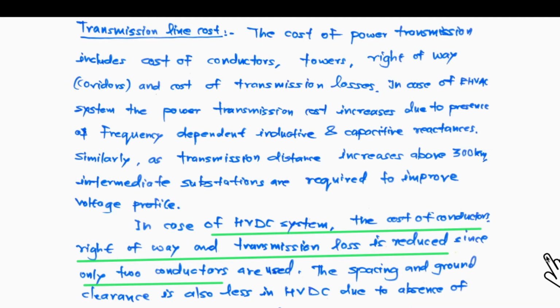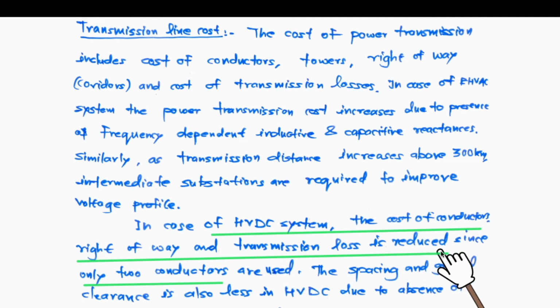See, because the power handling capacity of a single circuit HVDC line is not limited by the transmission distance, neither limited by any power angle. So for power transfer in a DC circuit, only two conductors, one positive pole and one negative pole, will be required for transmitting the power, and that too in a single circuit. Multiple circuits will not be required, because power handling capacity is not dependent upon transmission distance, neither dependent on the power angle as far as DC is concerned, right?